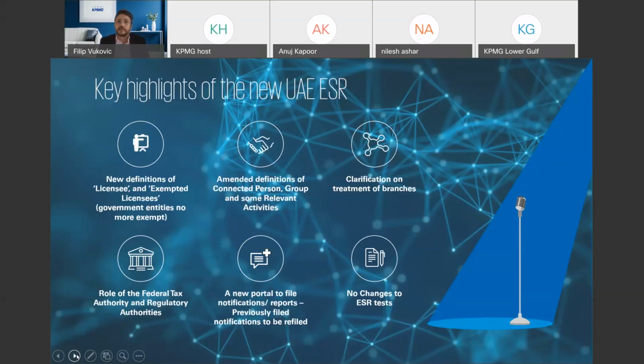And a fourth category, which is worth mentioning, is that there are no changes in respect of economic substance test requirements. And just as a short reminder, when we're talking about economic substance tests, we're talking about tests pertaining to core income generating activities, management function, adequate resources, and reasonable expenditure that are expected to be incurred in the United Arab Emirates.